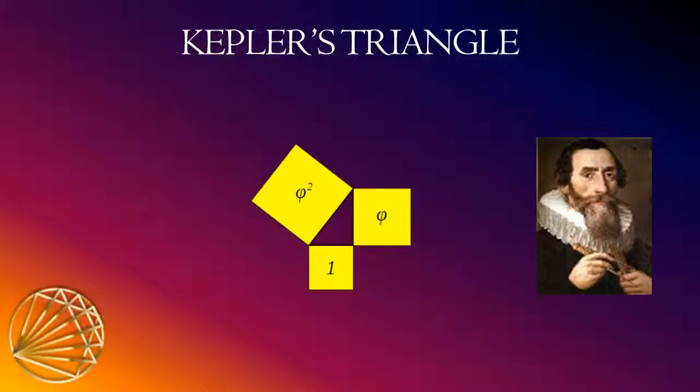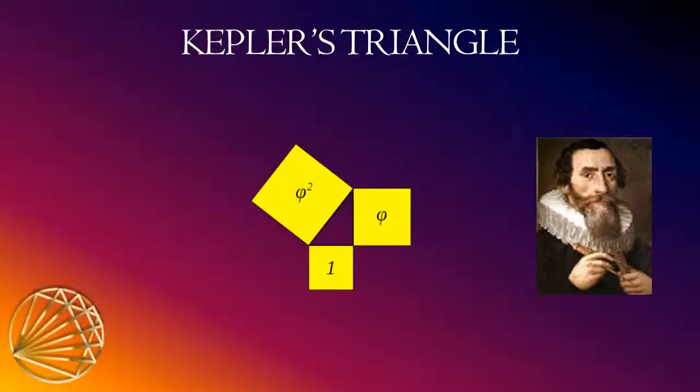He said, "Geometry has two great treasures. One is the theorem of Pythagoras, and the other, the division of a line into mean and extreme ratio. The first we may compare to a mass of gold, the second we may call a precious jewel."